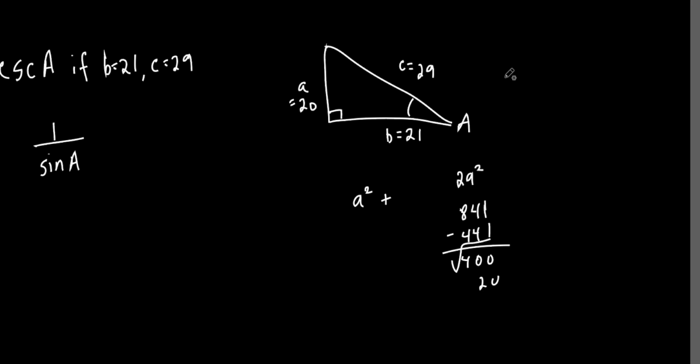So I didn't really remember it was 20, but I looked at the answer thing, and they had a 20 in there, so I figured it was a Pythagorean triple. And it was. So what do we got to do?